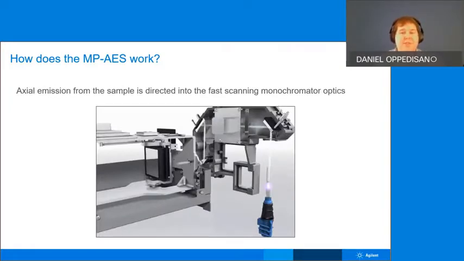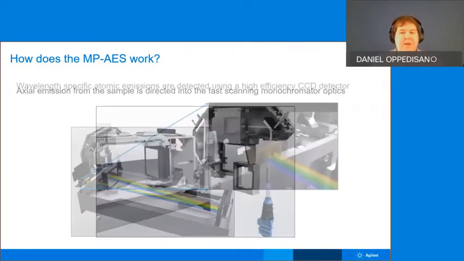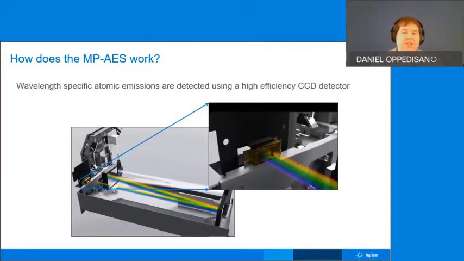The aerosols that are presented to the torch contain elements that, when they're excited, produce emissions of light. These light emissions are viewed axially from the end of the plasma and directed into the fast-scanning monochromator optics. The emissions are channeled along the path of the monochromator, where they are separated into the wavelength of interest. The atomic-specific wavelengths are measured by a high-efficiency CCD detector, where they can be measured and quantified against intensities of known concentration that form a calibration.